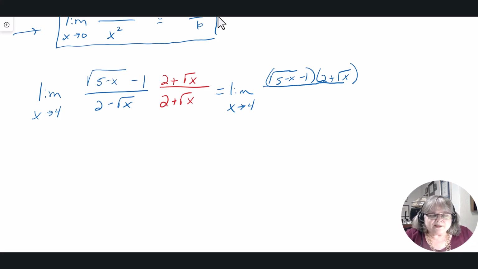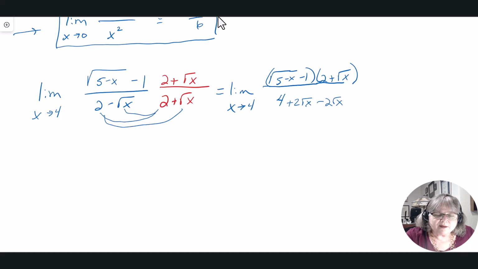So when you look at the denominator and you multiply this out, you go 2 times 2 is 4. Plus 2 square root of x. Because this is a complicated problem, I'm going to write this all out. Minus 2 square root of x. And minus the square root of x times the square root of x is the square root of x squared, which is x. So this denominator right here is 4 minus x.